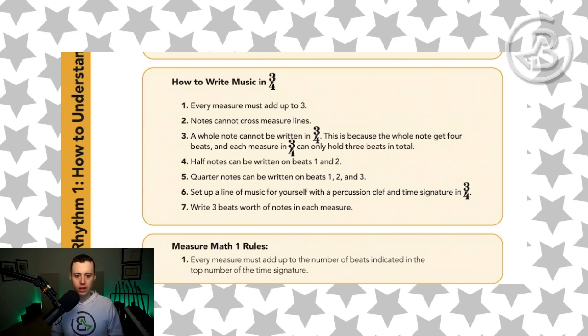Rule number 3, a whole note cannot be written in 3/4. This is because a whole note gets 4 beats or 4 counts, and each measure in 3/4 can only hold 3 beats in total. Half notes can be written on beats 1 and 2, and quarter notes can be written on beats 1, 2, and 3. You set up a line of music for yourself with the percussion clef, a time signature, and a final bar line, and then you write 3 beats worth of notes in each measure.